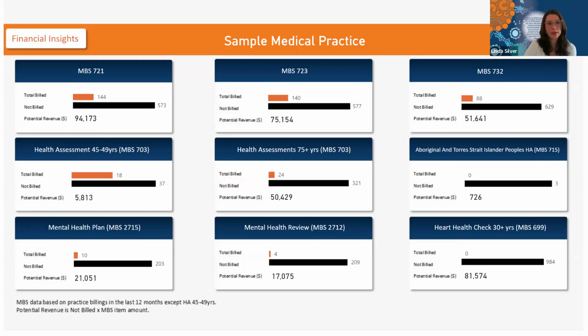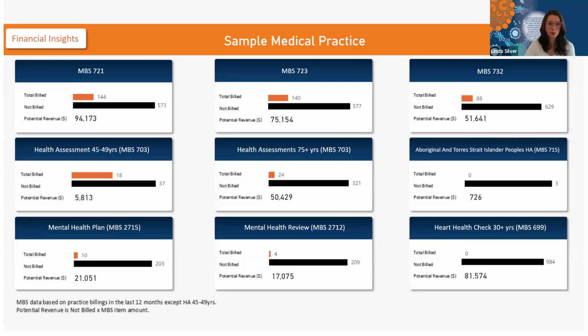So just want to add at the end that before you would approach any of the patients that show up in a not billed category, you would go through your usual process of checking in PRODA to see if they had it billed elsewhere before you reach out to them.